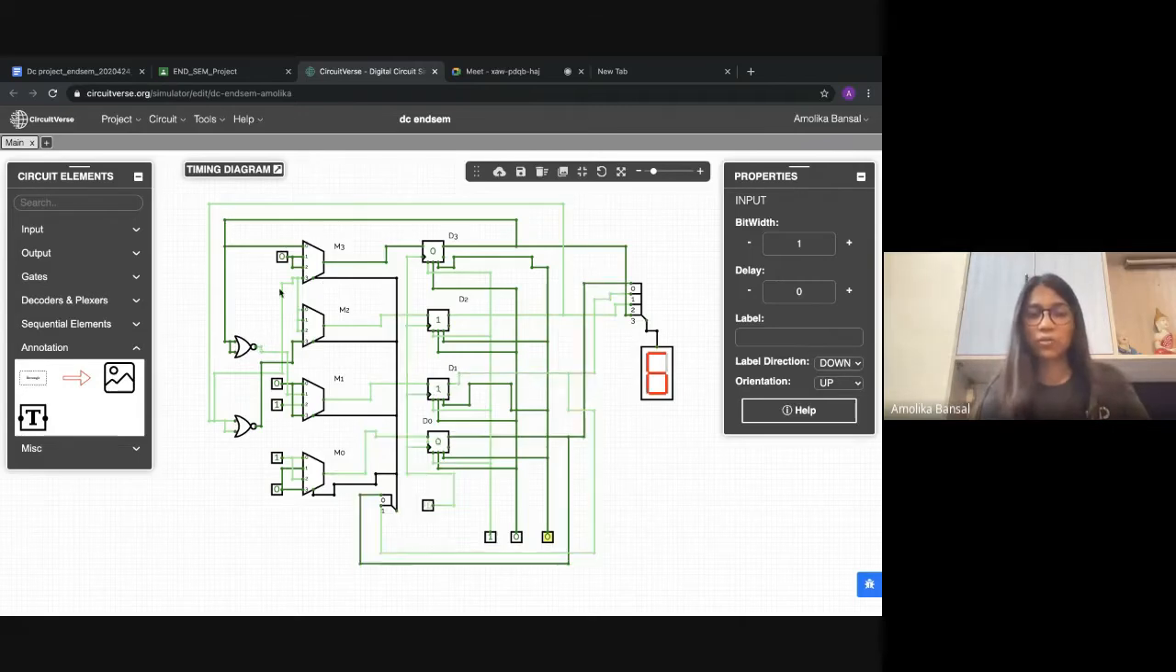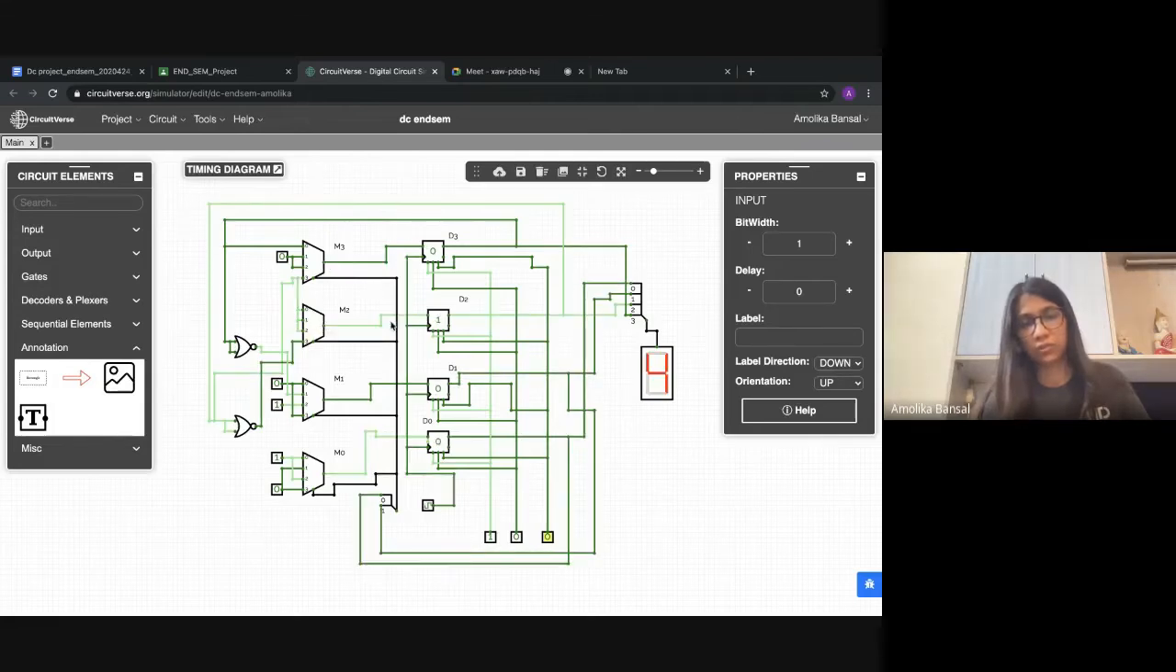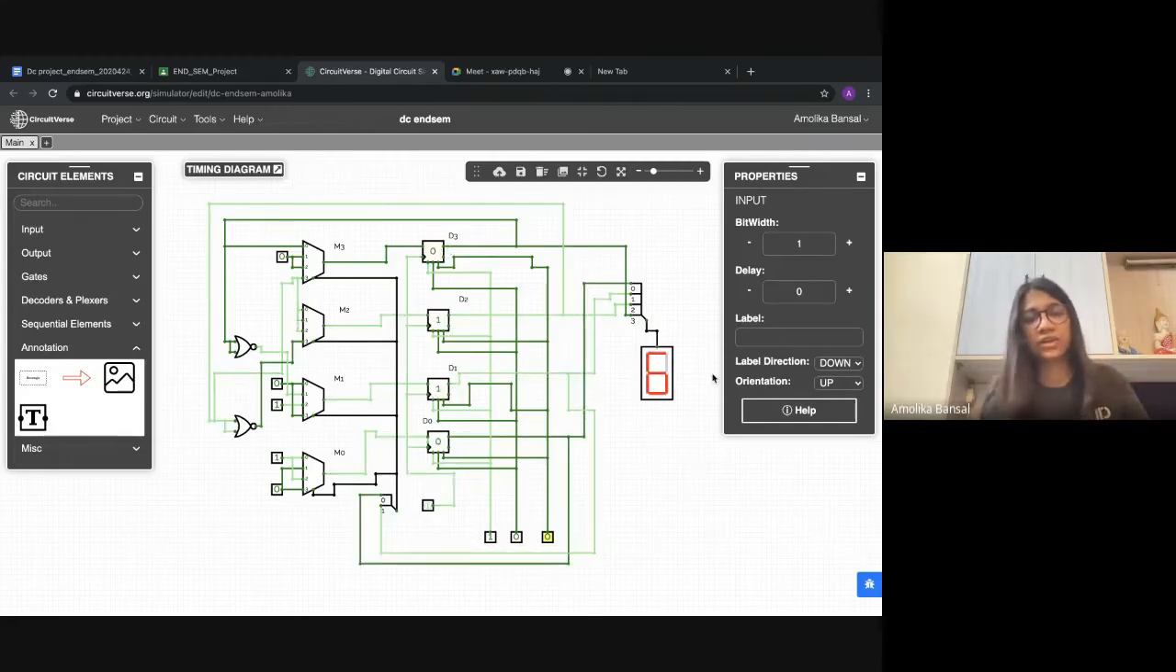So the output of my multiplexers goes to the input of my D flip-flops. From M3 it goes to D3, from M2 the output goes to D2, and the outputs of the individual D flip-flops go to the hex display, and thus the number is displayed. Here you can see Q and Q inverse. We have to do nothing with the Q inverse, so we just leave it hanging, and the outputs are connected to the hex display.